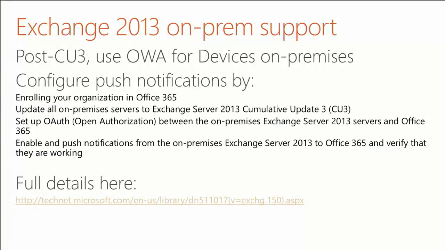So this is the URL to go read about how to actually configure your Exchange configuration. If you want to support this app for on-prem, it basically involves setting up an Office 365 mailbox and using that to route the push notifications back to your on-prem users. We're happy to work with you if you need help doing that.